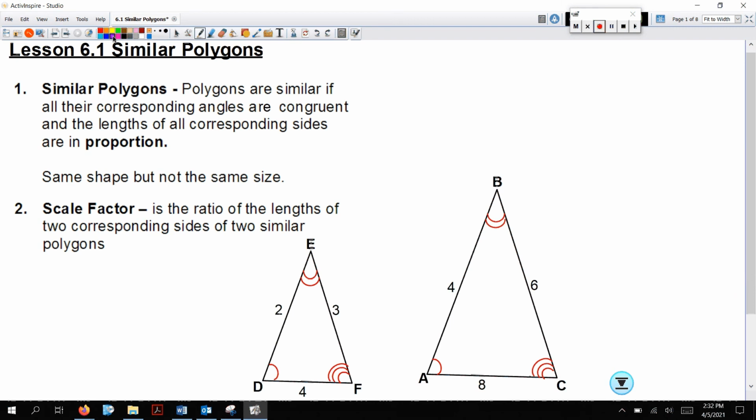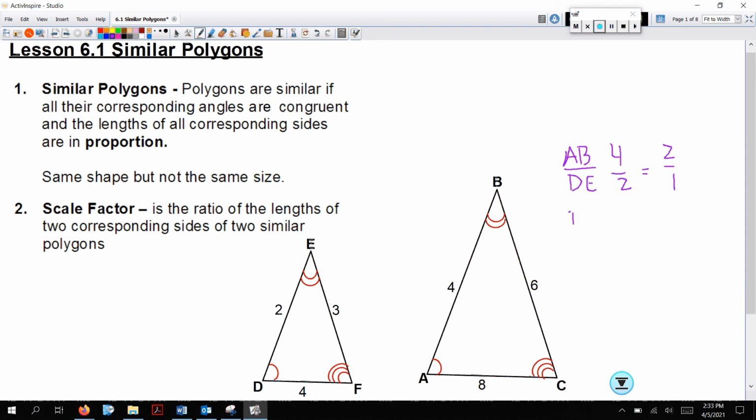If I look at AB, AB is corresponding to DE in the smaller triangle. So if I plug in those numbers, I have 4 over 2, which is 2 over 1. I'm going to check all the sides. I want to make sure they're all the same.